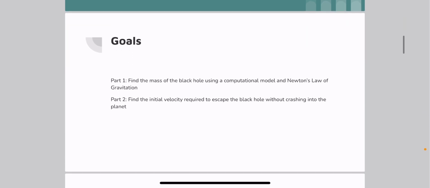So the goals: part 1 is to find the mass of the black hole using the computational model, which is given to us, and Newton's law of gravitation. And part 2 is to find the initial velocity required to escape the black hole without crashing into the planet.